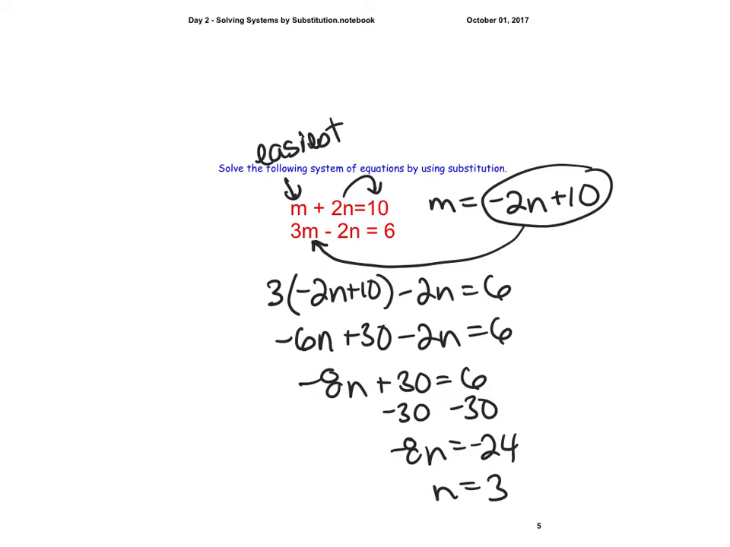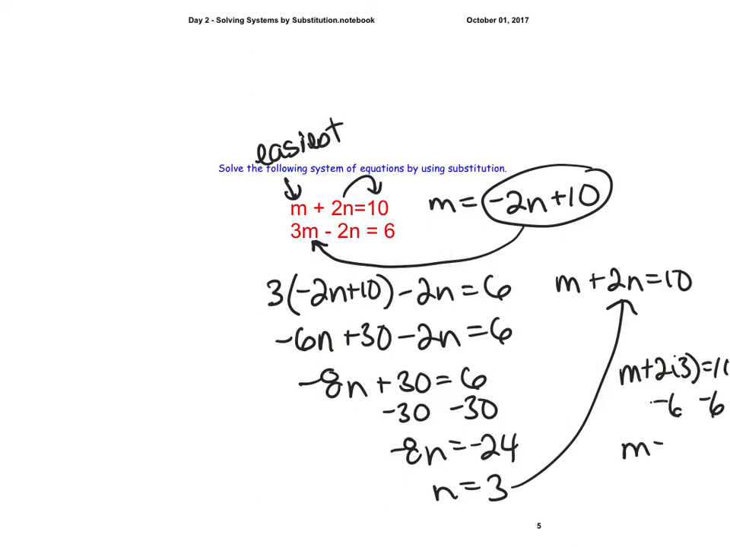Okay, I need to figure out what m is. So you could plug it into either equation. I still like the top. Top looks easiest. So m plus 2n equals 10. Well, n equals 3. So m plus 2 times 3 equals 10. That's 6. So m must equal 4. Alphabetically, you want to write your ordered pairs. So m comes before n, so it would be (4, 3).